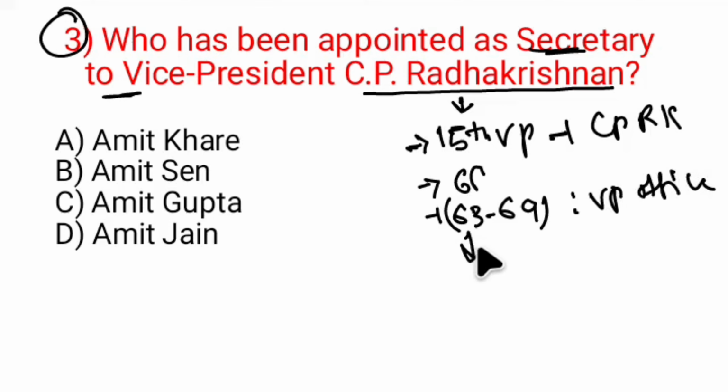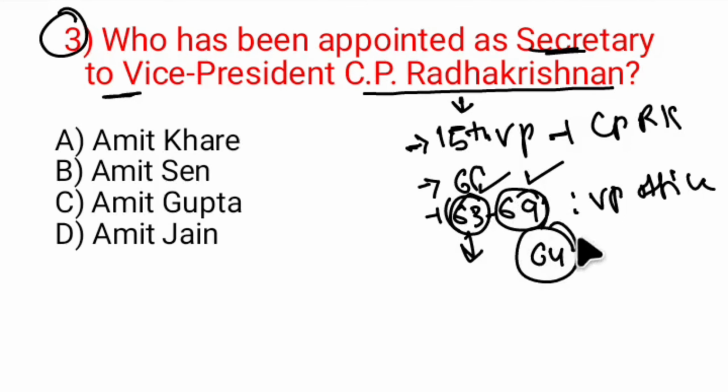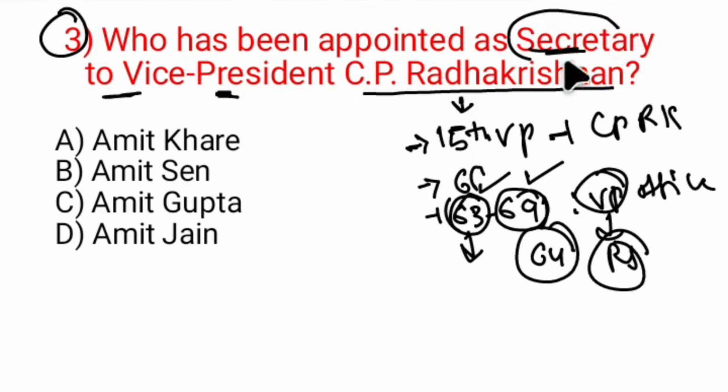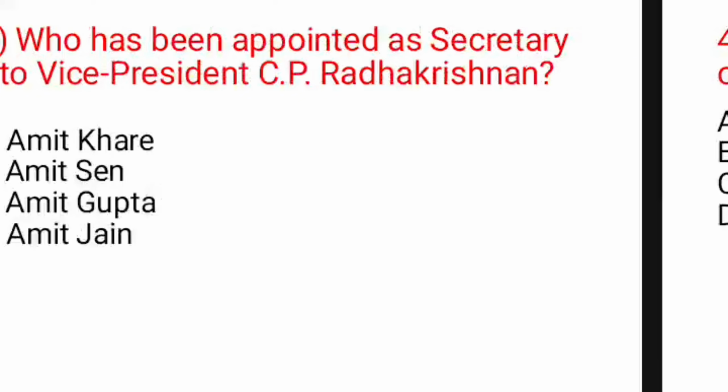Article 63 is important because it states there shall be a Vice President of India, and Article 69 talks about the oath of the Vice President of India, and Article 64 is also important. Whosoever becomes the Vice President of India acts as ex officio chairman of the Council of State, which basically means Rajya Sabha. So this is an important constitutional provision related to the Vice President. And the secretary appointed to Vice President C.P. Radhakrishnan was Amit Khare. Therefore option A, Amit Khare, is the right option.